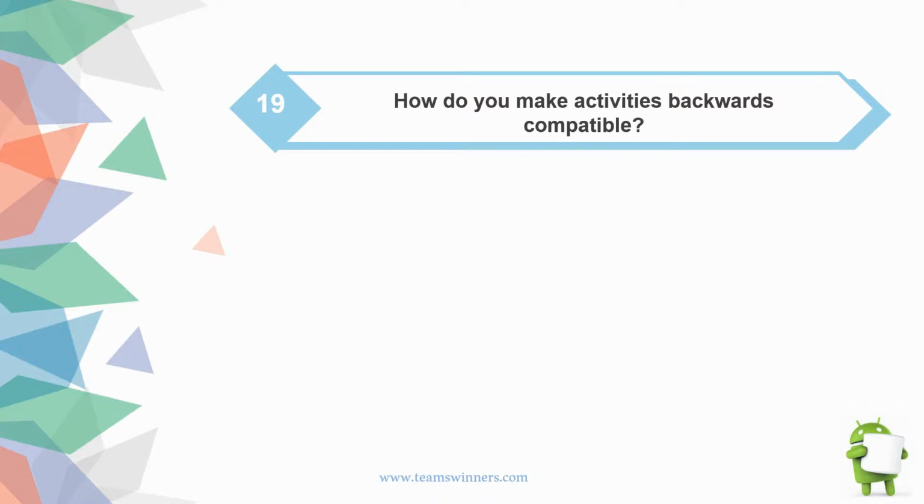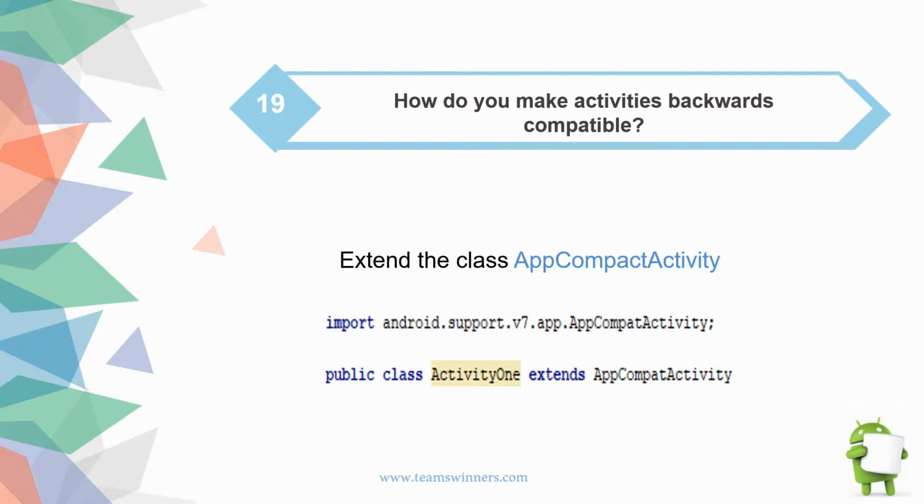How do you make activities backward compatible? Just extend the class AppCompatActivity. That's the source code.